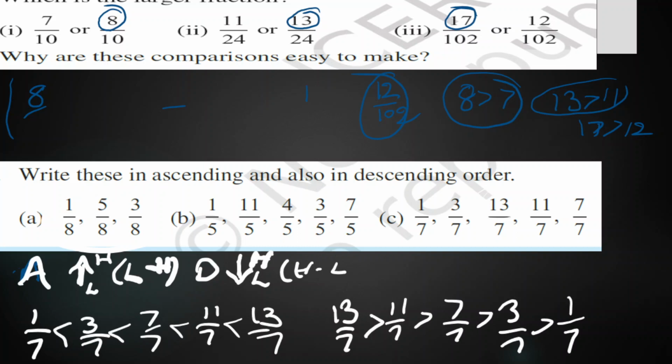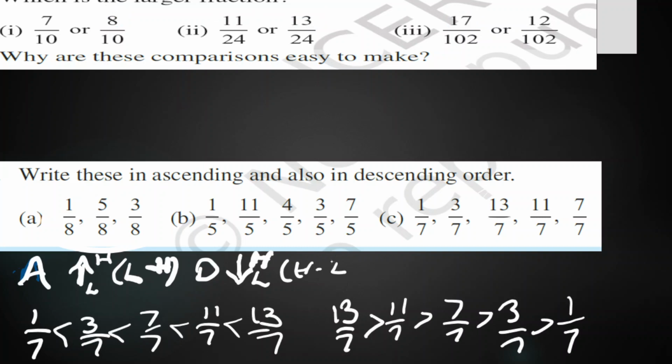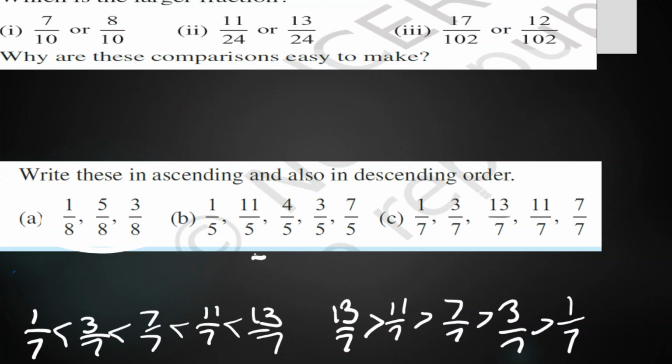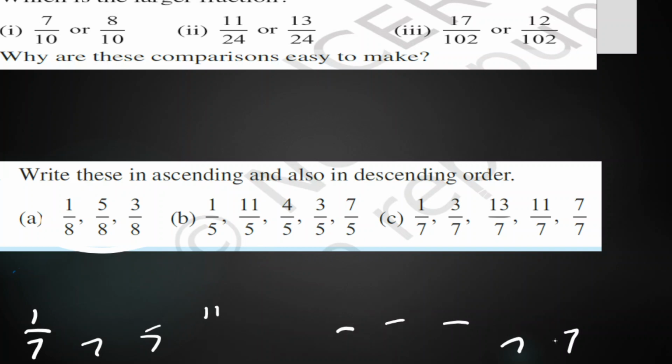Here, which is the largest value? Here, 7 by 10 or 8 by 10. All these are like fractions. So the largest numerator value is the largest, and the smallest numerator value is the smallest. So we can say that between 7 by 10 and 8 by 10, this 8 by 10 is the greatest of all the fractions.